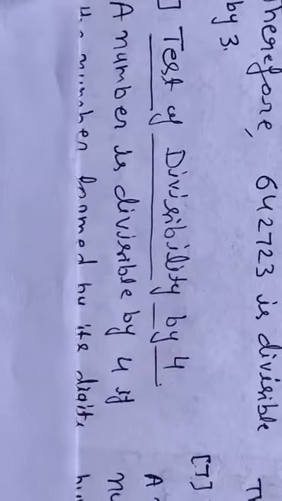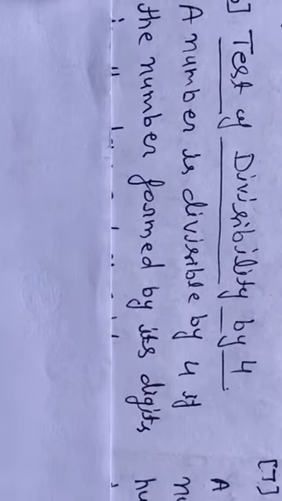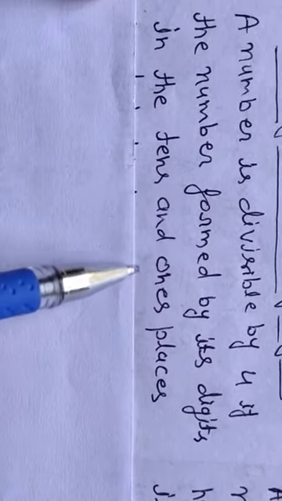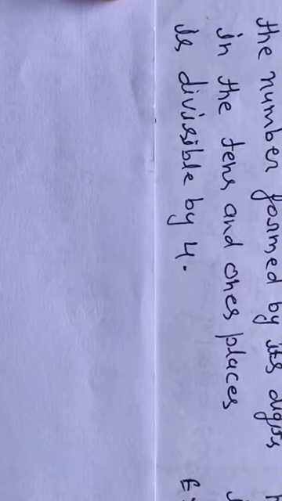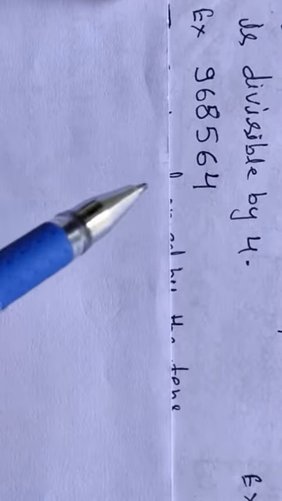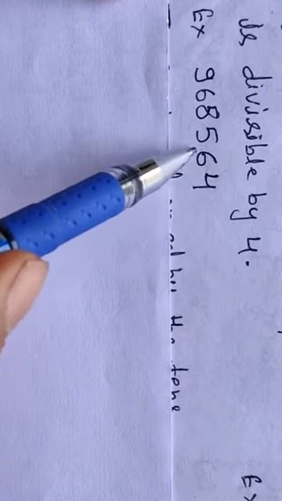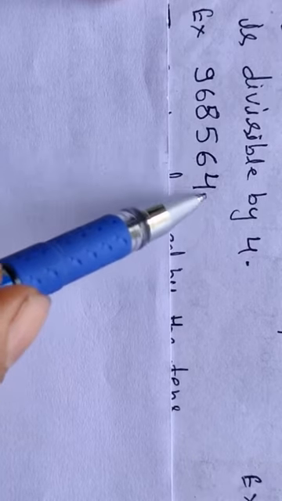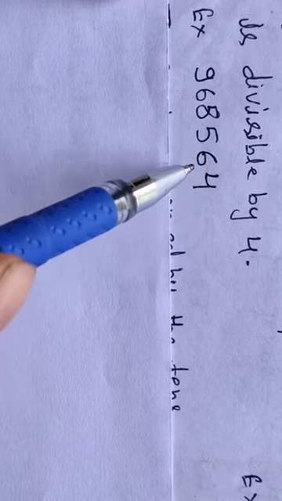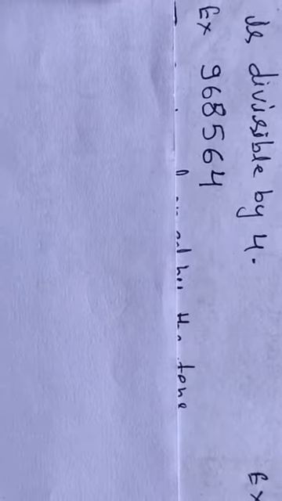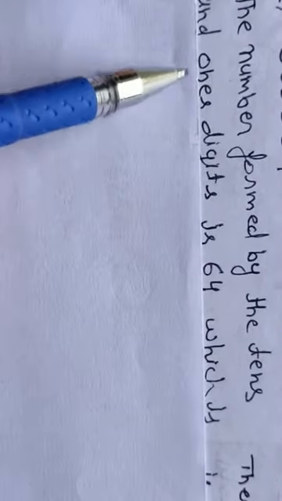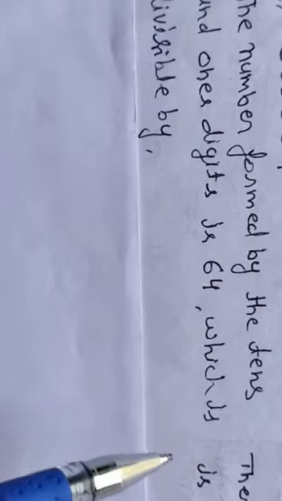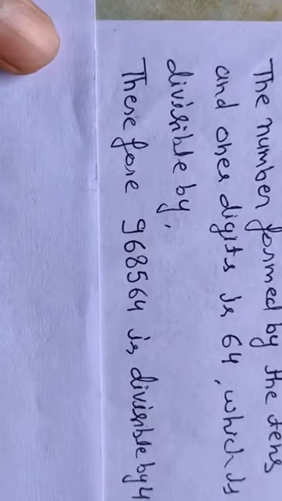otherwise no. So a number is divisible by 4 if the number formed by its digits in the tens and ones places, meaning the last two digits, is divisible by 4, a multiple of 4. For example, 968564. In this number, the ones place and tens place digits form 64, which is divisible by 4. So the number formed by the tens and ones digits is 64, which is divisible by 4.